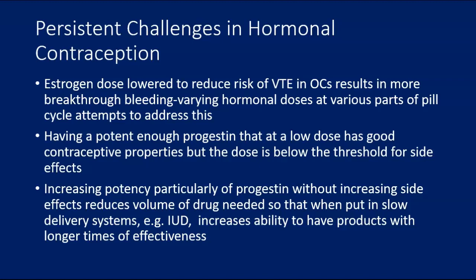Also, increasing potency, particularly of progestins, without increasing side effects reduces the volume of drug needed, so that when it's put in a slow delivery system, such as the levonorgestrel IUD, it allows products with longer times of effectiveness. For example, since progesterone itself is far less potent than, let's say, levonorgestrel, one could not have an IUD device that contained progesterone because it would be far too large and not practical, particularly if you're trying to have a product that lasts for 3 to 5 years or potentially longer.